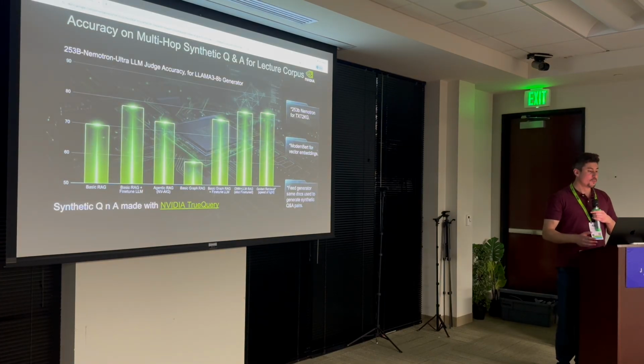In this experiment, we measure the accuracy of a Llama 3 8B generator by using a much smarter 253B reasoning model as an LLM judge. The question-answer pairs for this test were generated synthetically using multiple chunks of text for each question. We consider the speed of light to be when we feed the generator with the exact context that was used to generate the question-answer pairs. This is what we would consider perfect retrieval. Notice how we are only 1.1% accuracy away from the speed of light.